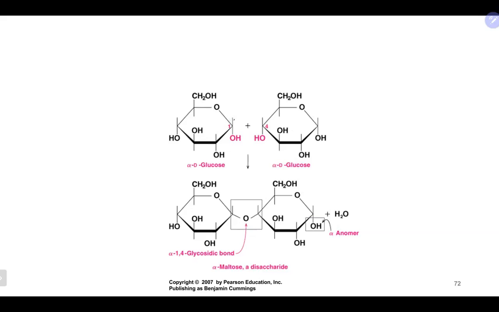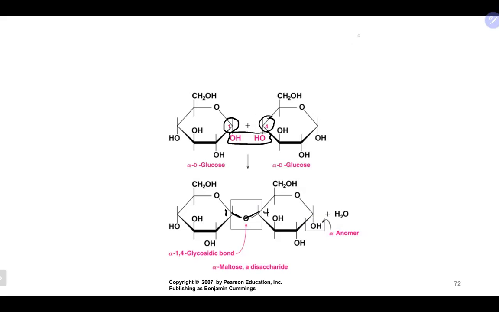This is carbon number 1 on one glucose. This is carbon number 4 on another. These come together. These are both alpha, and it makes this alpha 1,4 glycosidic bond. 1 because it's carbon 1 in this one, and 4 because it's carbon number 4 on the other glucose molecule.